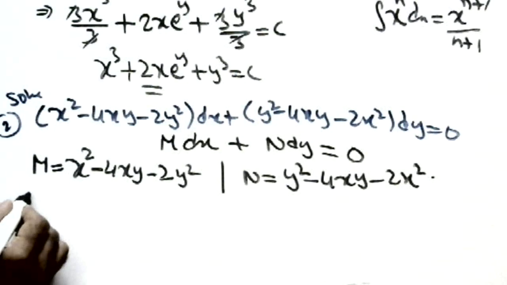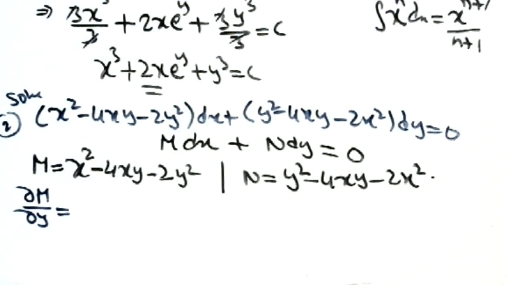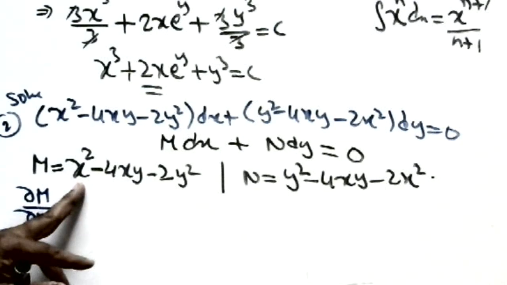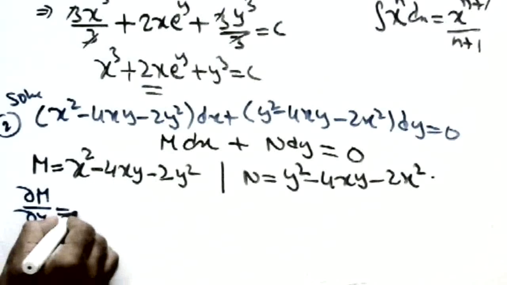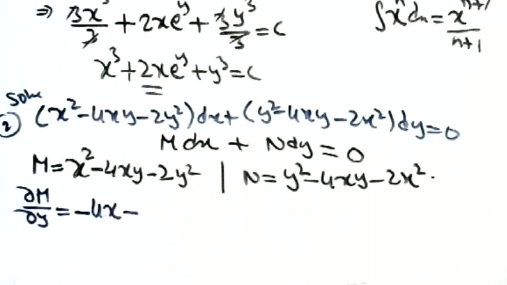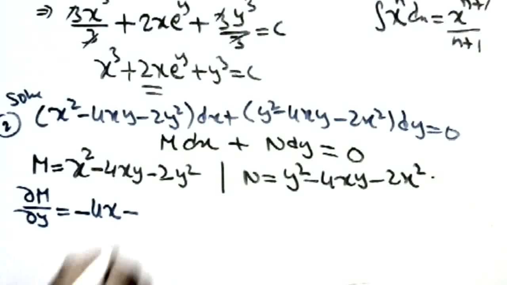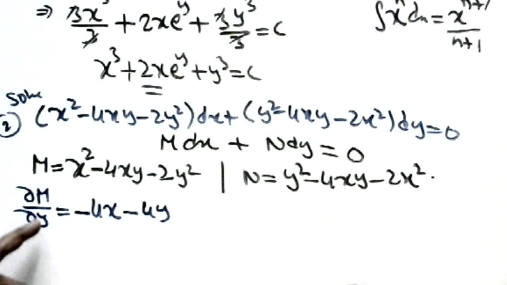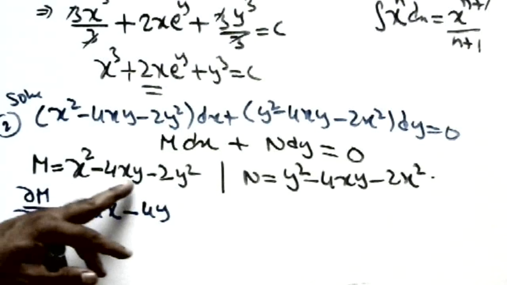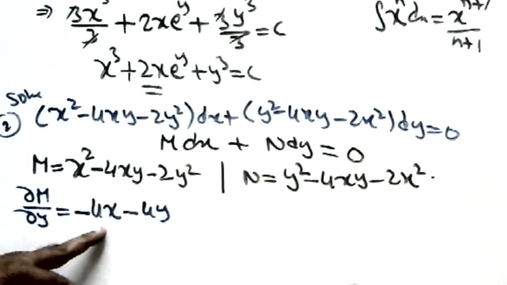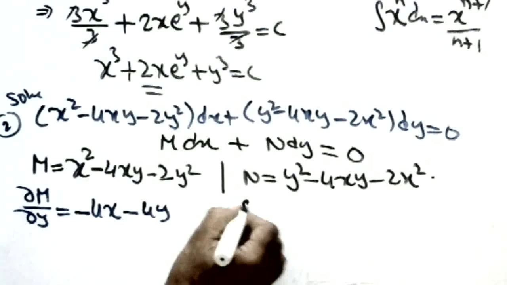Let me differentiate this with respect to y, ∂M/∂y. We don't have y in the first term, so it is 0. d/dy of y will be 1, so 1 into −4x is −4x. Differentiation of y² will be 2y, so 2 into 2, that is −4y. Watch here, we are doing partial differentiation with respect to y.